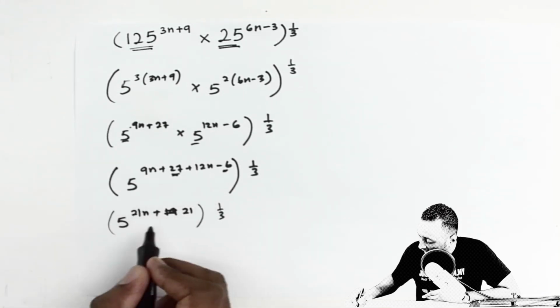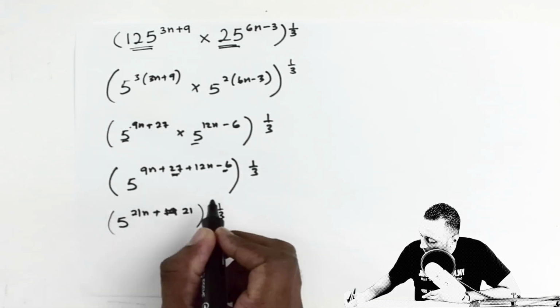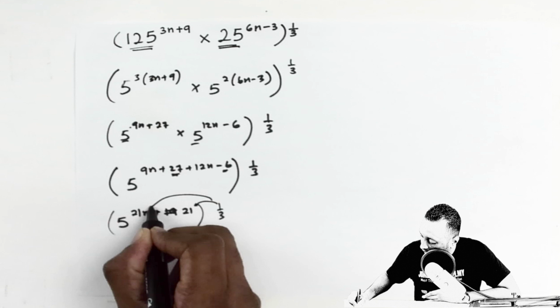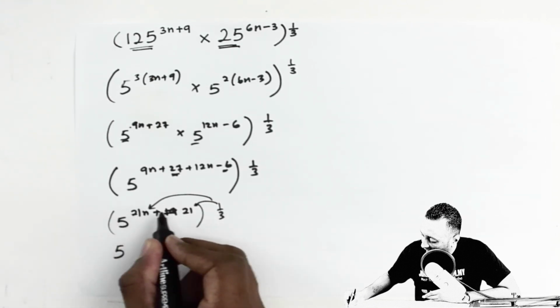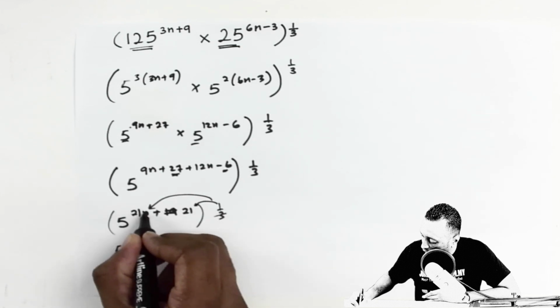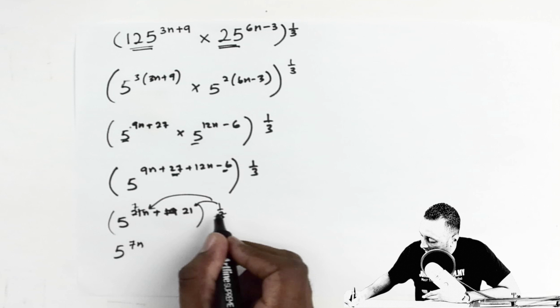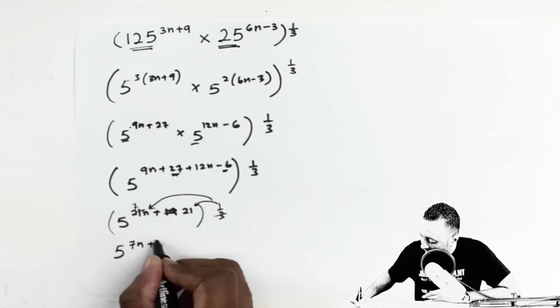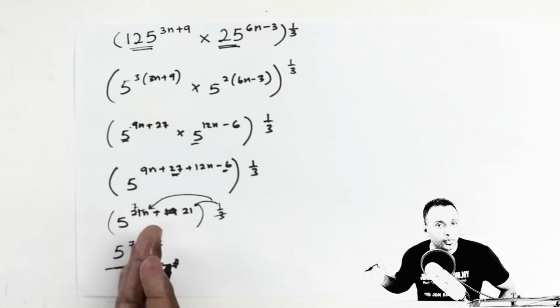So now what we can do here, so it's 21n plus 21. This 1 over 3, when you multiply inside, you have to multiply with both numbers, right? So when you multiply with both numbers, you're going to have 5 power 21n times 1 over 3. The 3 and the 21 you can cut, you're going to get 7. So you will be getting 7n here, and this will be plus another 7. That will be your final answer for this question.